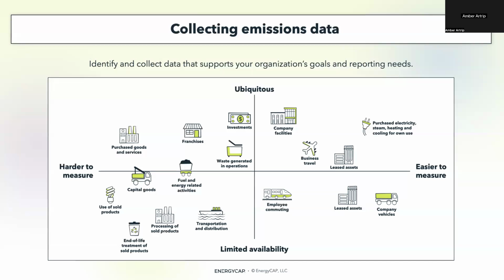I pulled together this little chart to help us understand. We know there's 15 different scope categories, but how hard or how easy, and how available, are the data points in those 15 scope categories? How easy are they to access? So we've plotted it on a chart here. If we look at all 15 scope categories, what is most readily available and what is not so readily available, maybe some limited availability, what's easier to measure and what's harder to measure. It's really all over the board.